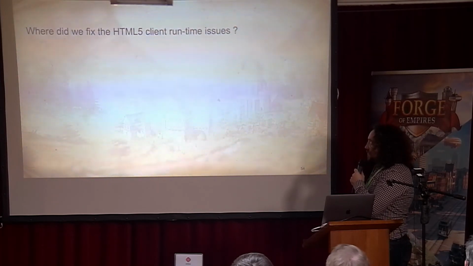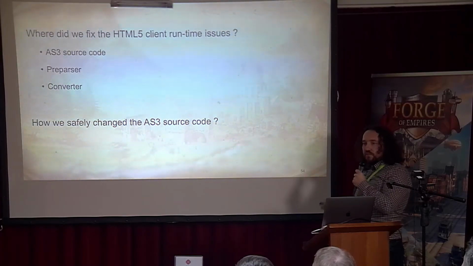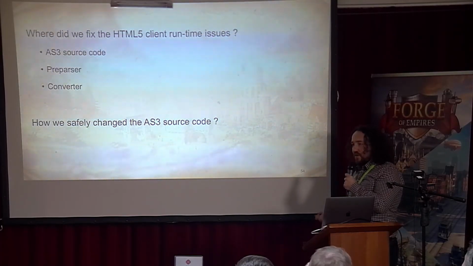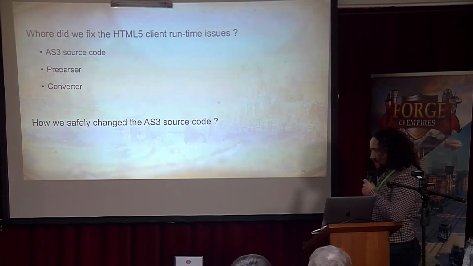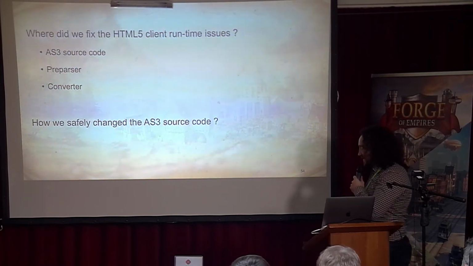But yeah, we still have runtime issues that have been fixed in Haxe code. Now we cannot change the Haxe code, so we have to fix the runtime errors anyhow. So which are the places? Where are we fixing this? It is in the ActionScript 3 code actually, the pre-parser and the converter basically. And now the question is how we do it safely, so we don't break the ActionScript code, but we have them fixed in Haxe. Therefore, we have some more terminology.